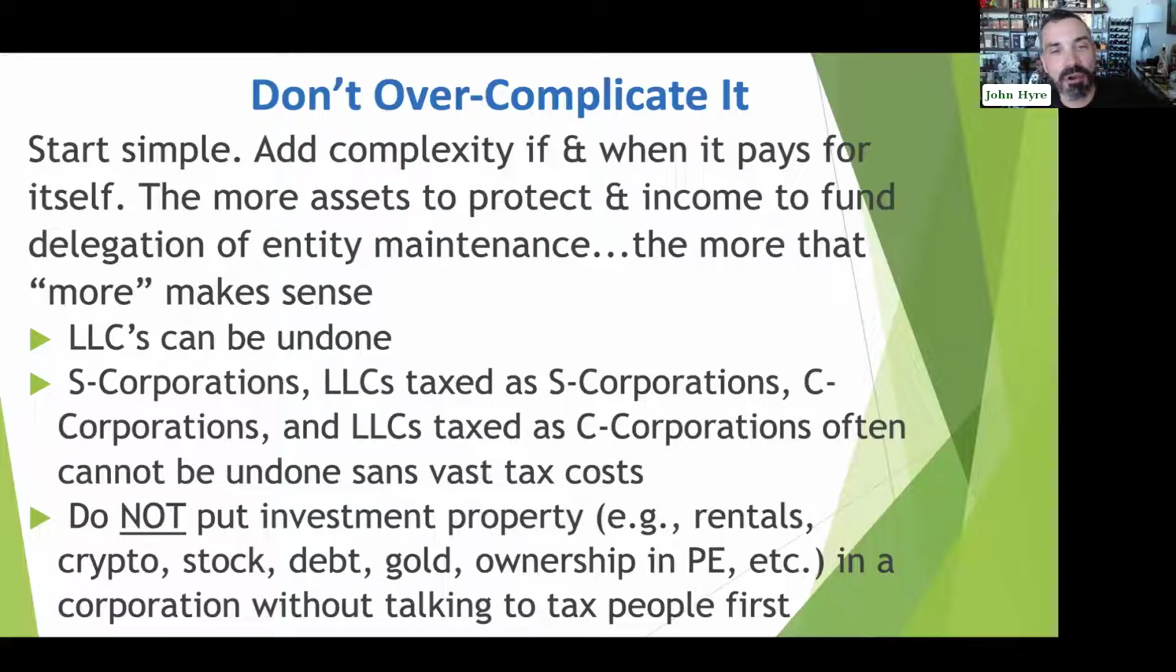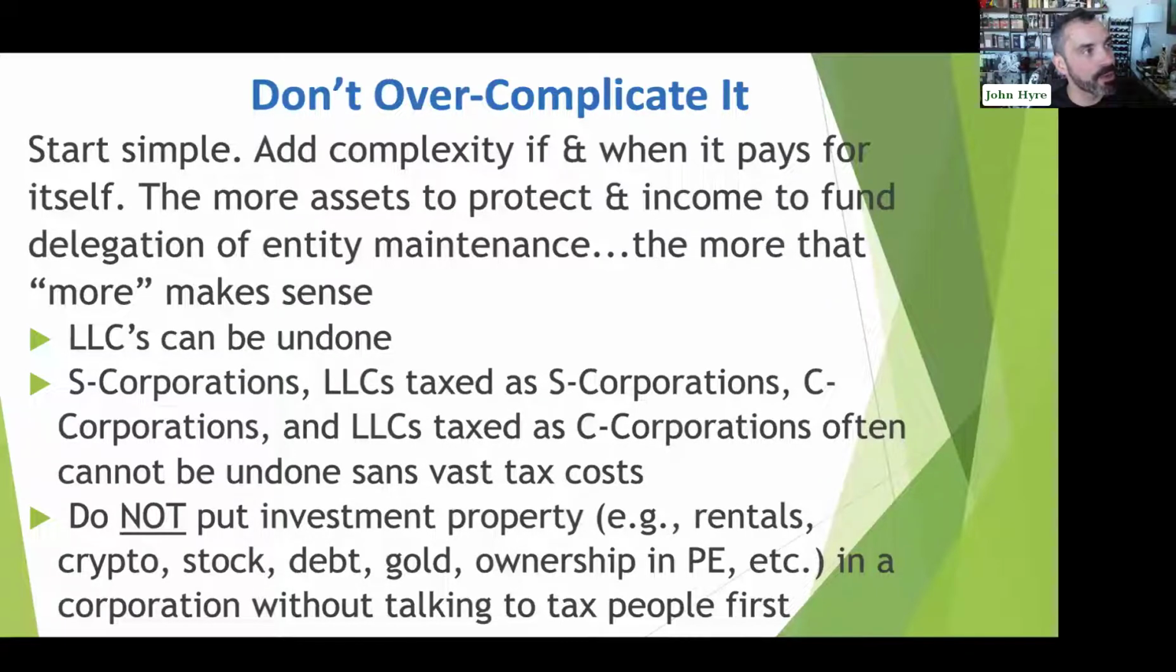Once you put assets into a corporation, we're normally not able to remove it. It's rare because the tax cost is vast. If you have a rental property in an S Corp and you change the deed to an LLC, you have a taxable sale of the property. It is a deemed taxable sale with very real taxes. That's why you don't change the deed.